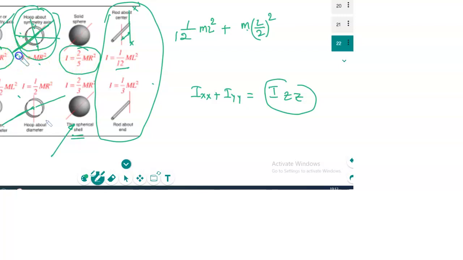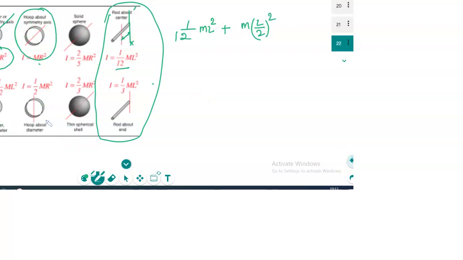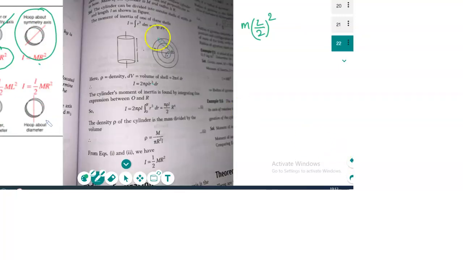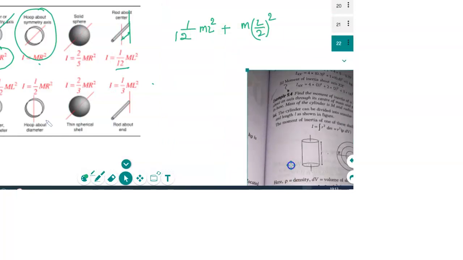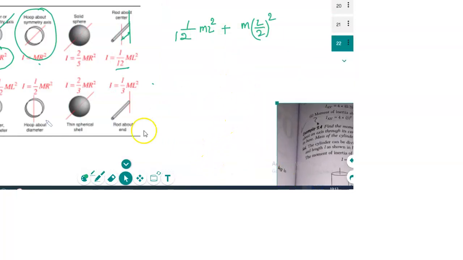This is the Z. Let me clean the diagram. Z, plane of the axis of hoop. I understand. I_zz is equal to MR square. So how do you find the bottom one?